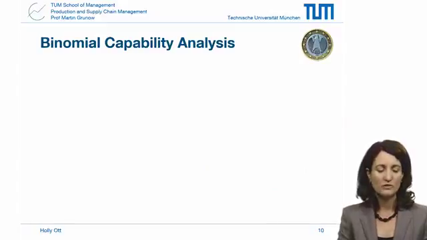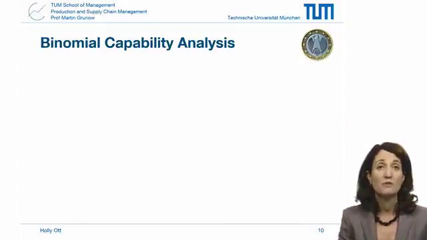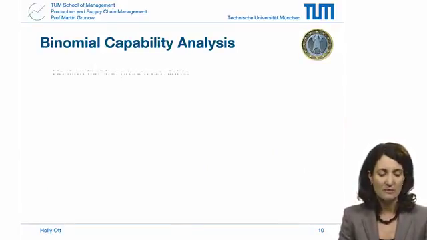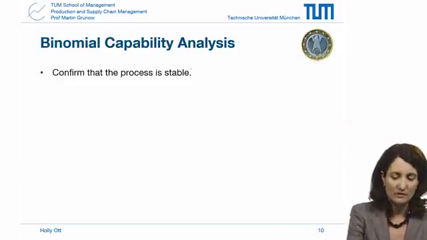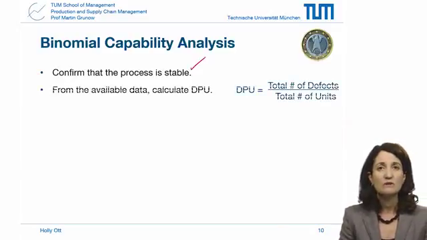So in this session we're going to do only binomial capability analysis as an example, and we'll have two examples. The first step is to confirm that the process is stable. We've done that, and in the control section we'll look at that in more detail in course 2. We're going to assume that our process is stable, and then we calculate the defects per unit, or total number of defects over total number of units that we're measuring.